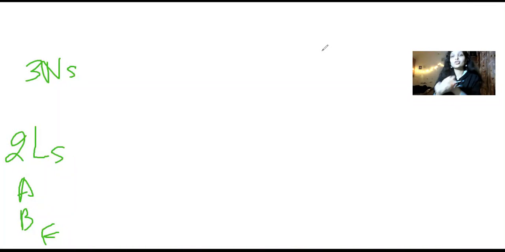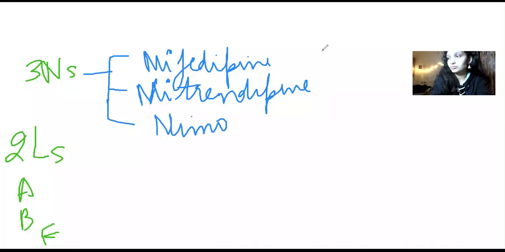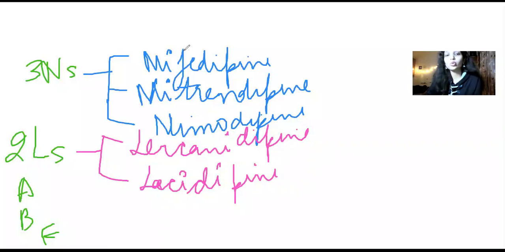in dihydropyridine we have three N's, 2 L's, ABF. This is something that I used to remember the drugs that are in dihydropyridine. So in three N's we have nifedipine, nitrendipine and nimodipine. Now if we talk about two L's, we have lacidipine and lercanidipine.